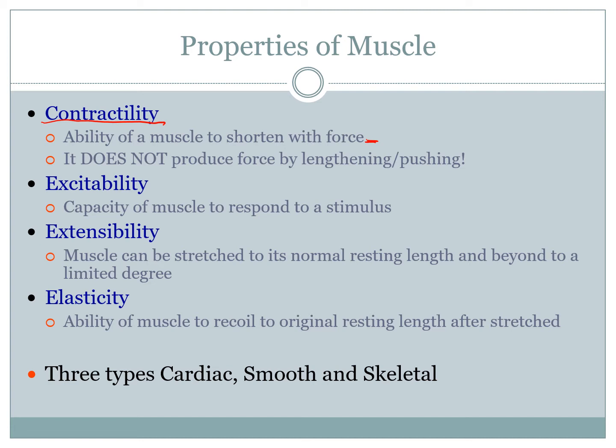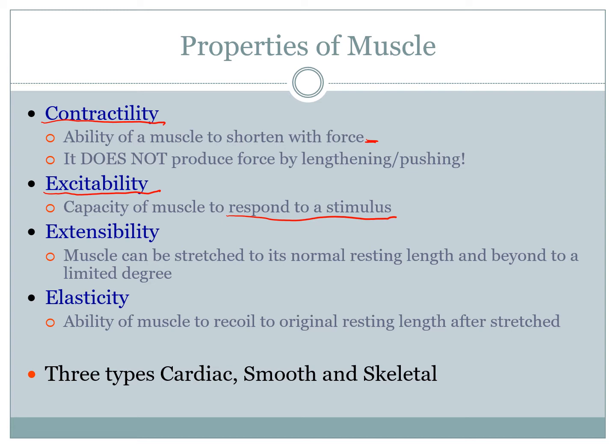Next one is they're excitable. Okay, so they could be considered an extension of your neural tissue. They can respond to the same sort of stimulus and have a similar pathway of travel within them that you'll find in the nervous system.